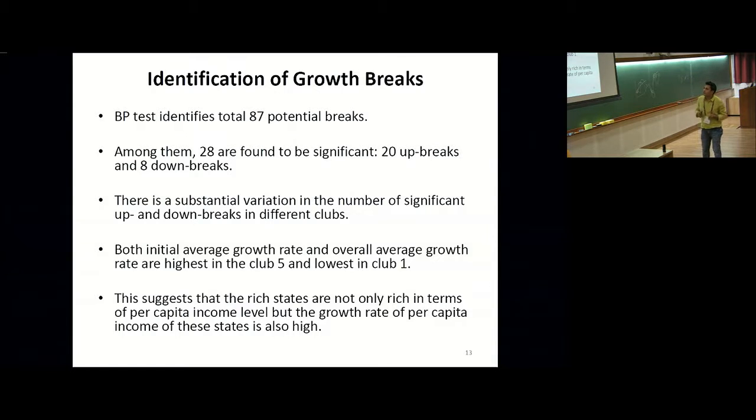And we find that there is substantial variation in the number of significant breaks, upbreaks and downbreaks across different clubs, and both initial average growth rate and average growth rate are highest in club 5 and lowest in club 1. This suggests that rich states are not only rich in terms of per capita income level, but they are also experiencing much more rapid growth compared to the poor club states.